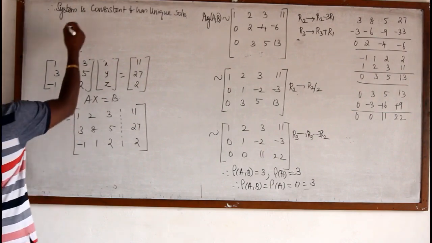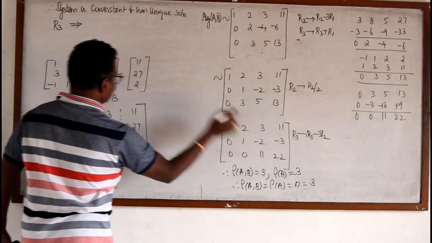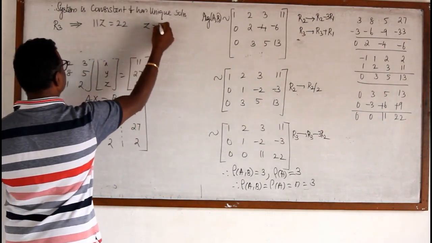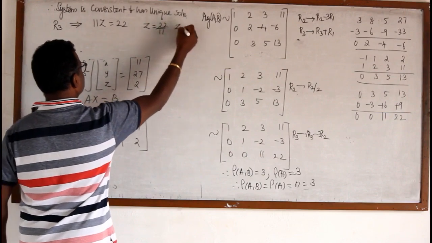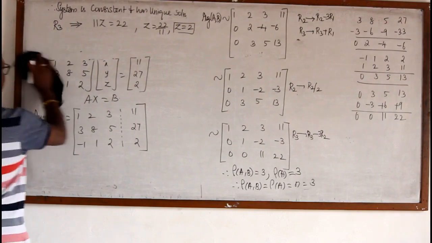Therefore, I can take R3 now. R3 implies 11z equal to 22. Z equal to 22 by 11. Z equal to 2. I got the value of Z.